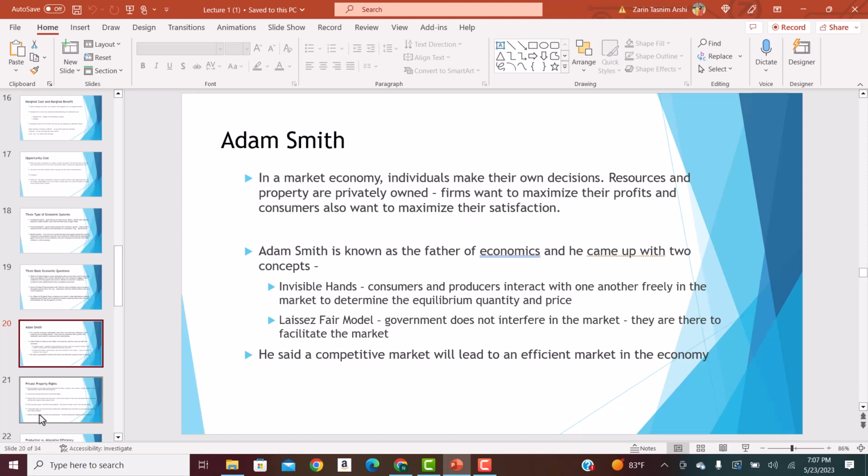That's one. Number two is the laissez-faire model. What this model says is under a free market economy, the government will have very little role. They will not interfere in the market, and they will basically be there to help the market to grow or to facilitate the market. And he said a competitive market is needed. Competition is very important in a market system to be more efficient.